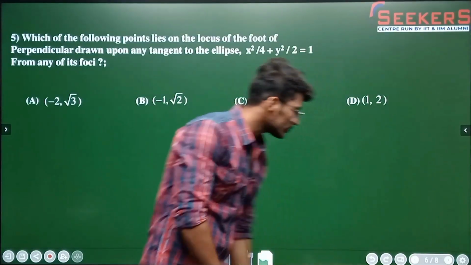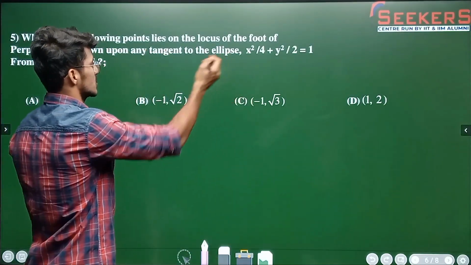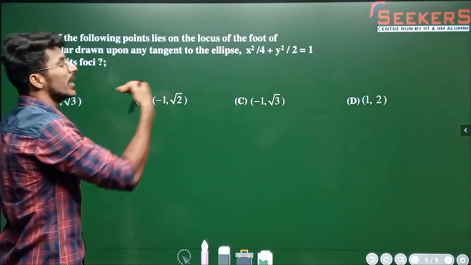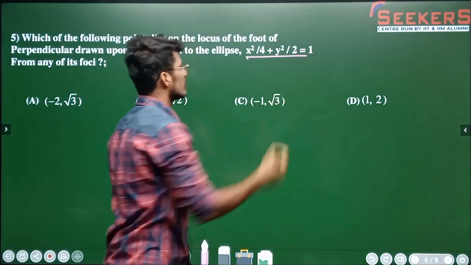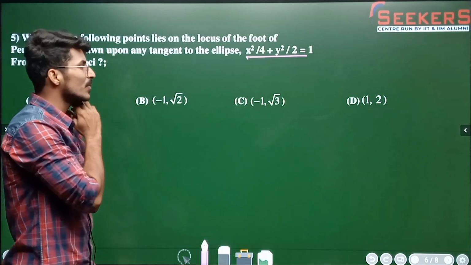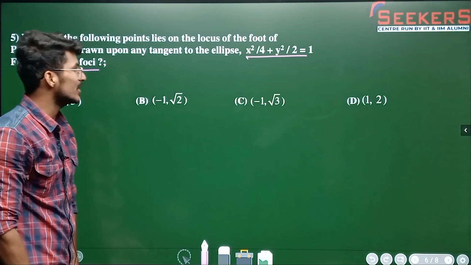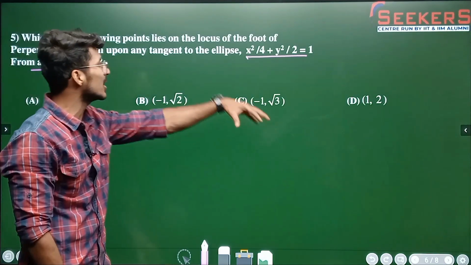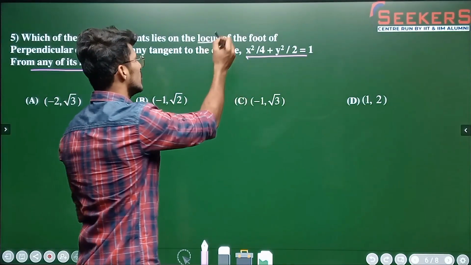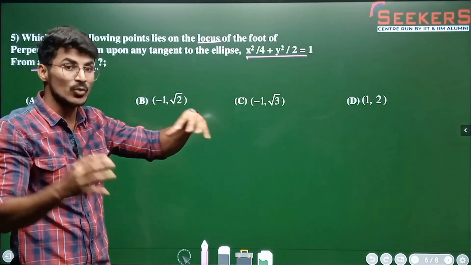Next, we'll go forward. Which of the following points lies on the locus of the foot of perpendicular drawn upon any tangent to the ellipse x square by 4 plus y square by 2 is equal to 1, from any of its foci? So what he is asking is, which of the following points will be lying on the locus? So now you must know what the locus is here. We need to find out the locus of the foot of perpendicular drawn upon the tangent to the ellipse.